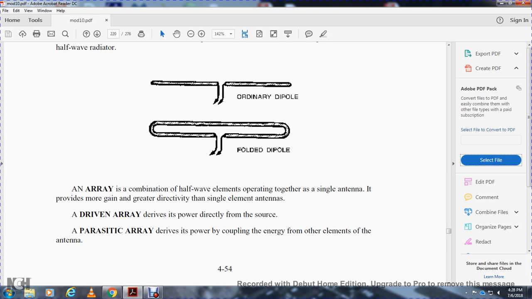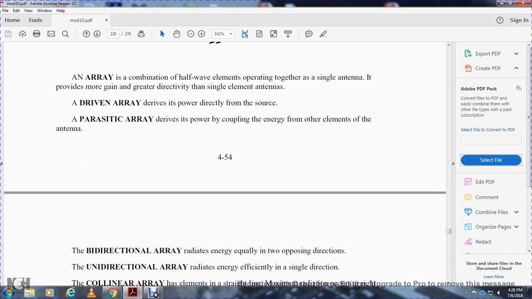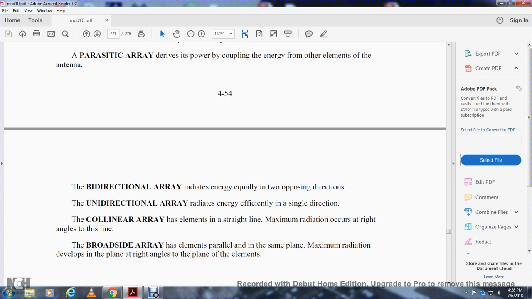An array is a combination of half-wave elements operating together as a single antenna, and provides more gain and greater directivity than a single element antenna. A driven array derives its power directly from the source. A parasitic array derives its power by coupling energy from elements other than the antenna. A bidirectional array radiates energy equally in two opposite directions. A unidirectional array radiates efficiently in a single direction.